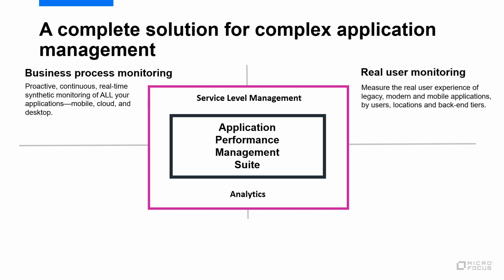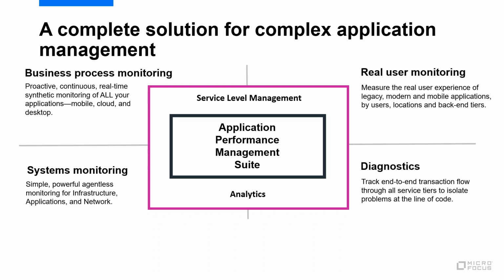RUM is real user monitoring, where it can be deployed on any of the production applications to identify the problems upfront, and it can be deployed on multiple locations, and it will give us the user level experience from that production machine. And diagnostics is to find out the transaction flow from end to end, and it will isolate the problems to the particular line of code, so that it will help any developer fix the problems.